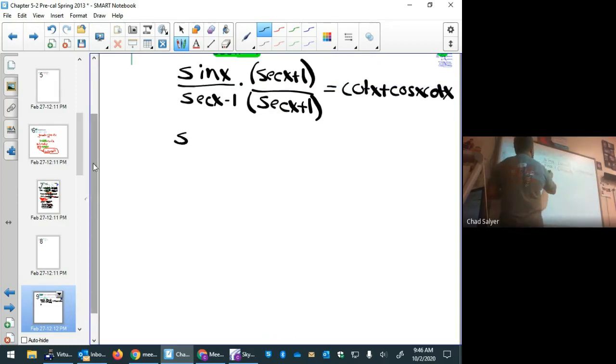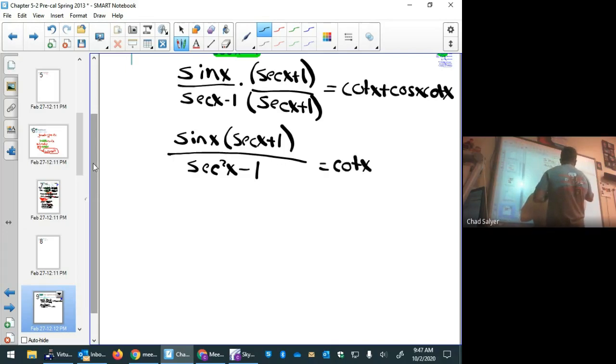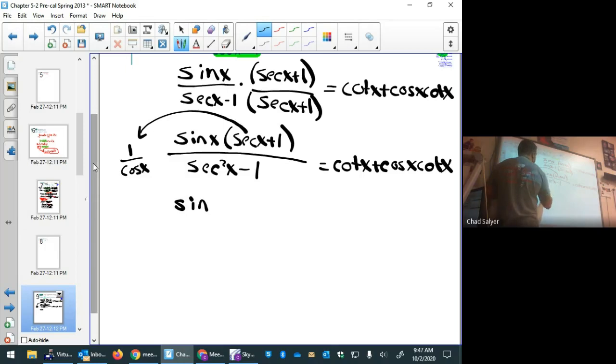So we've got sine of x times secant x plus 1 over difference of squares again, secant squared x minus 1. And we're trying to show that that's equal to that expression. Okay, so remember that the secant x is 1 over the cosine x. So I can rewrite this as sine times 1 over cosine x, which is sine x over cosine x.